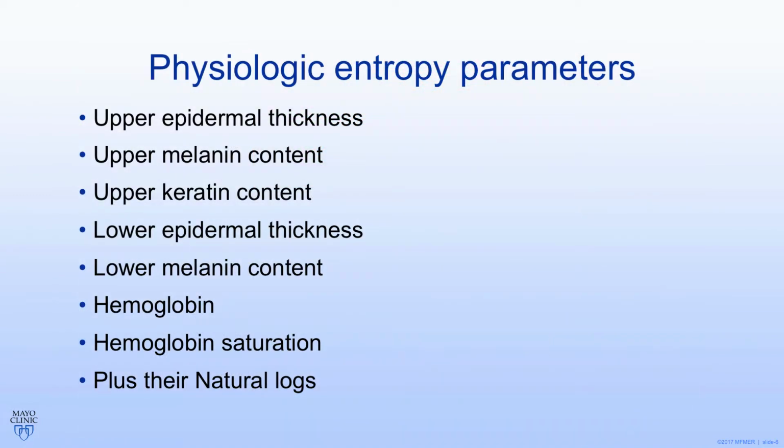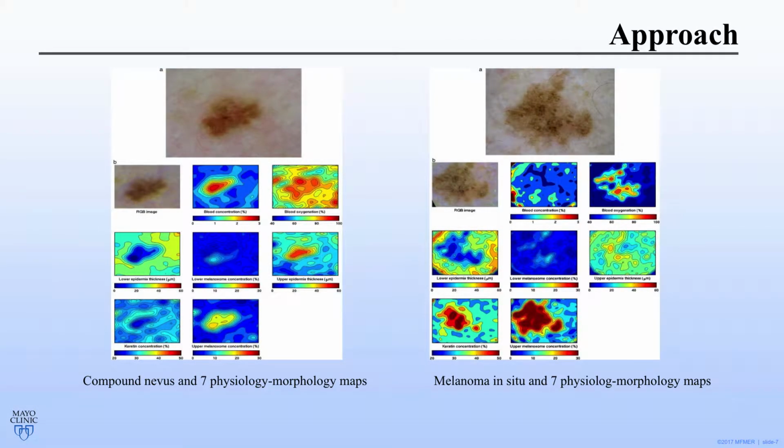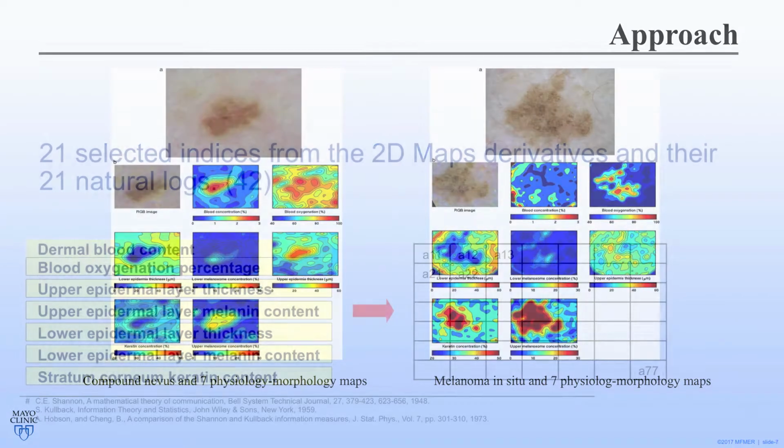In addition, physiologic entropy parameters can be derived based on the chromophores selected and their positions within the skin. These derive from physiologic maps, from which the degrees of physiologic heterogeneity, or entropy, can be calculated. In these two map sets, the left shows a nevus with a relative tranquility, so to speak, in the maps, whereas in the melanoma on the right, there's considerably more disarray. Numerical values can be assigned to reflect the degree of disarray in these maps.